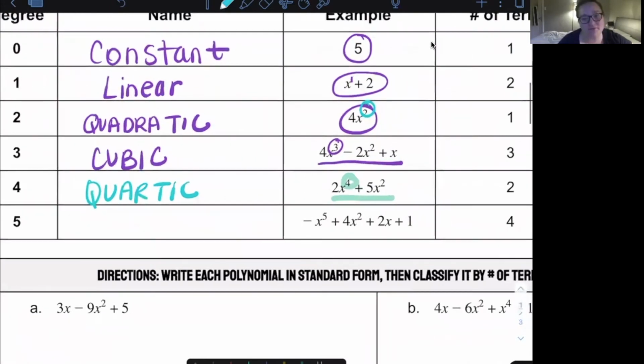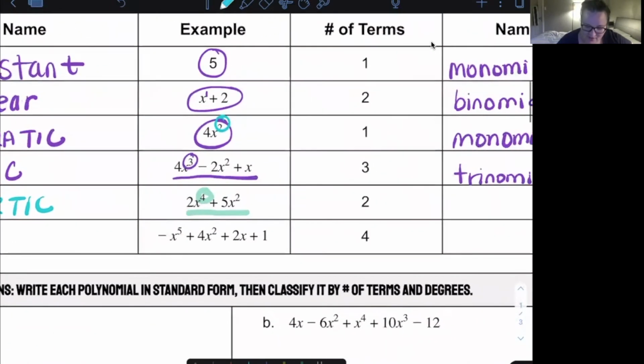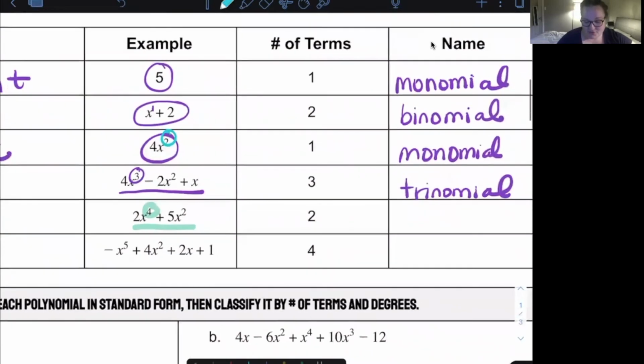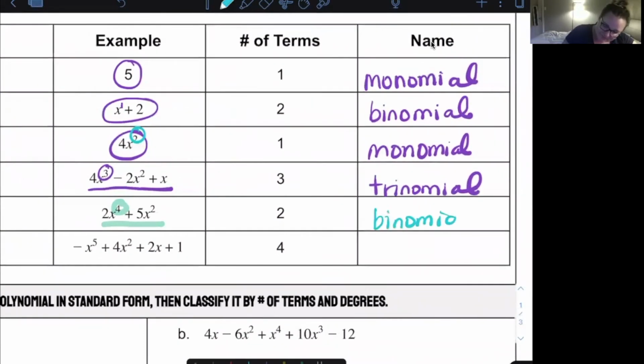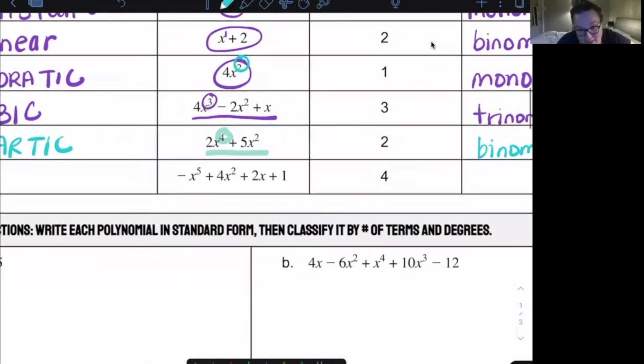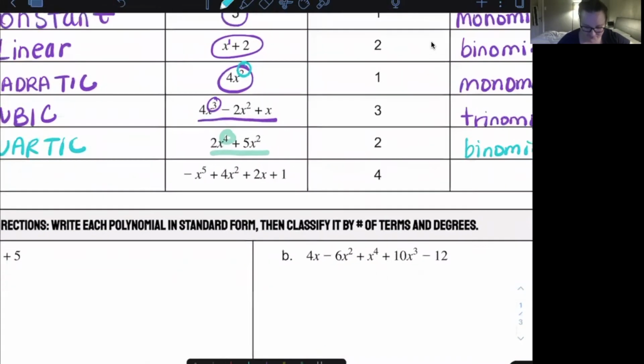So 2x to the 4th plus 5x squared. So that has 2 terms. So I'm going to call that a binomial again. So we've got a quartic binomial.